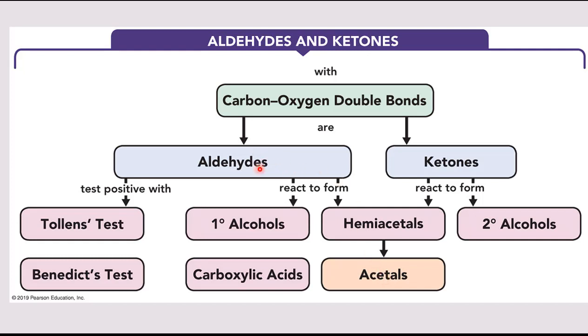So again, what's similar about aldehydes and ketones is that they will both create acetals, but what's different is that when we reduce an aldehyde, we will make a primary alcohol, whereas ketones will only react to form secondary alcohols. Aldehydes can be reduced to form a primary alcohol or oxidized to form a carboxylic acid. Remember, ketones can no longer be oxidized.